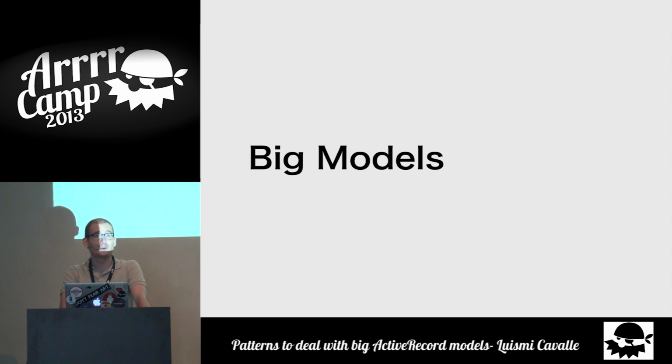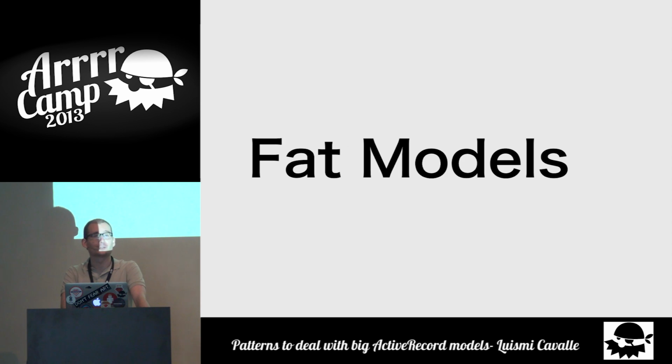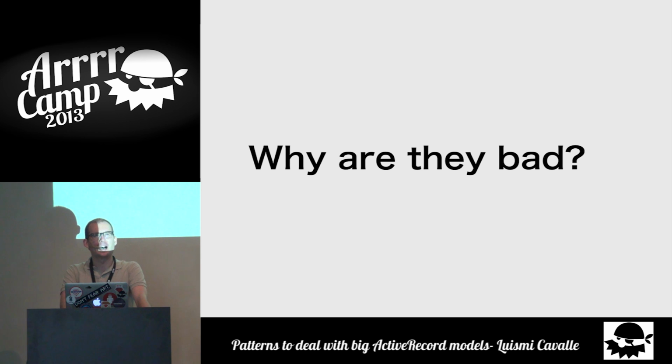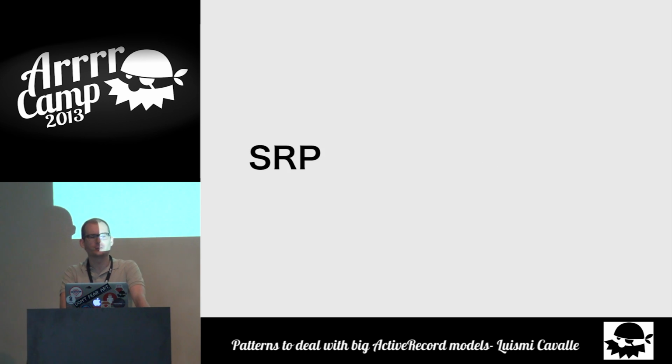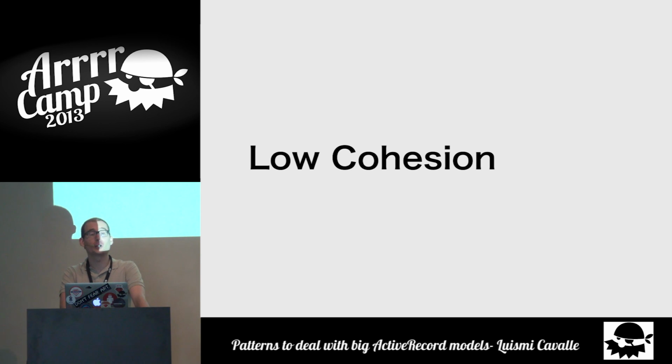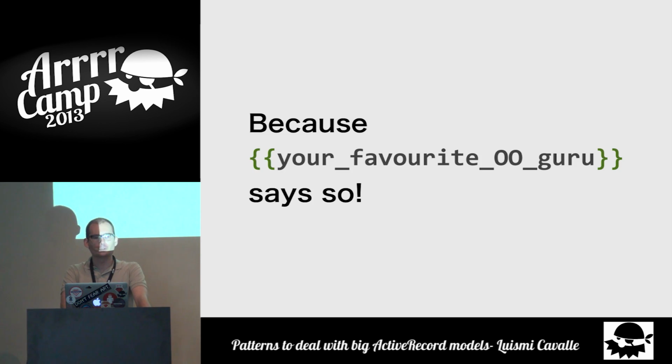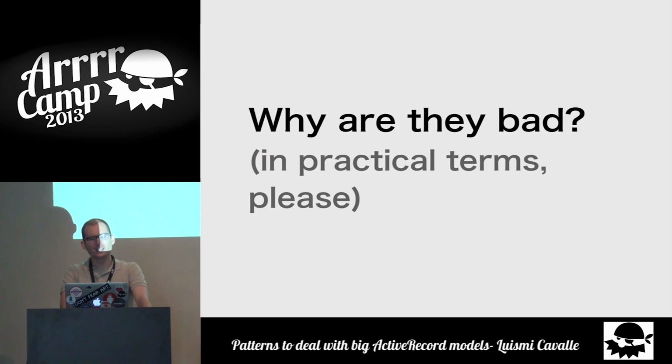So yeah, this talk is about big models, or fat models, or chubby models, or whatever you want to call them. Now, you may wonder, are they bad, and why are they bad? Well, they are bad because they violate the single responsibility principle, because they have so low cohesion, because they are tightly coupled, and because any guru from the object-oriented world would say so. Yeah, okay, but you know, in practical terms, why are they bad?